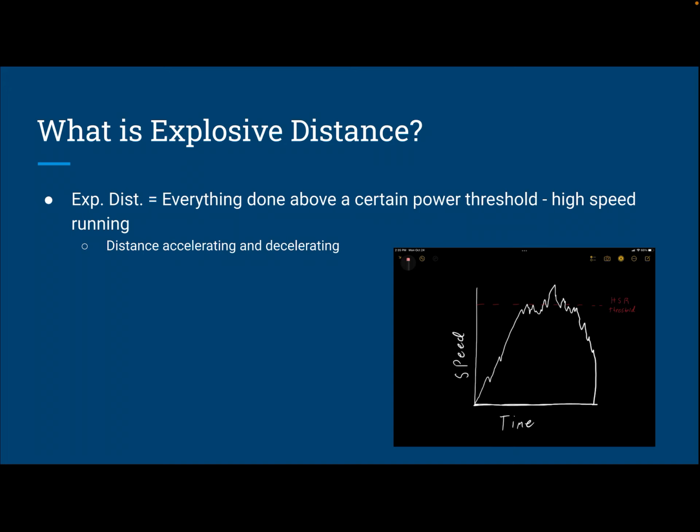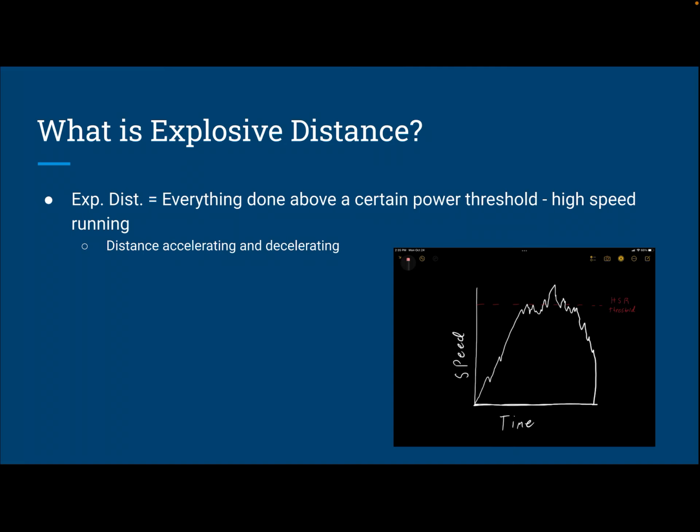So it takes all those and then it subtracts out your high speed running, right? So any movement you're doing above a 5.5 meter per second rate. So basically what that dumbs down to is distance that you are accelerating and that you are decelerating.